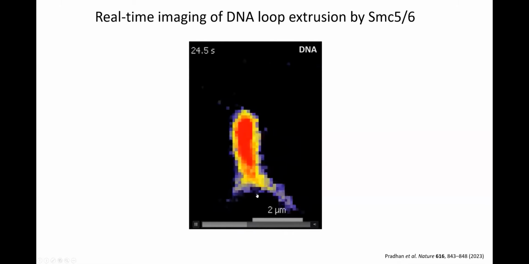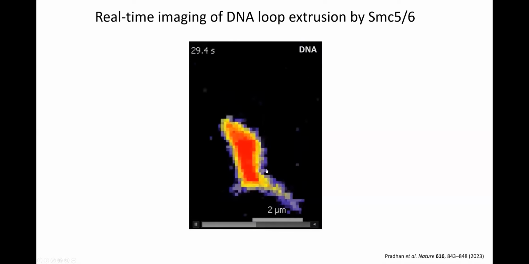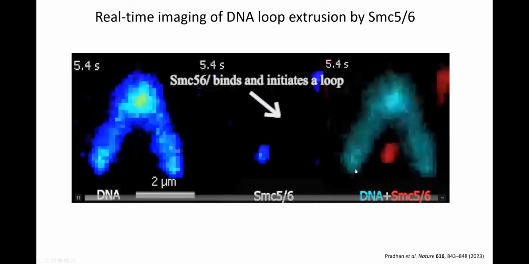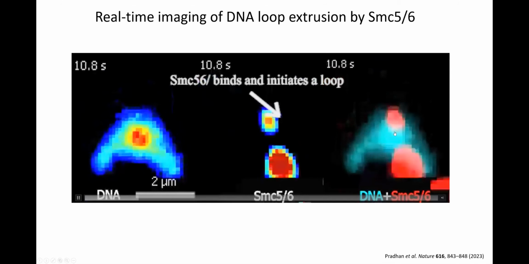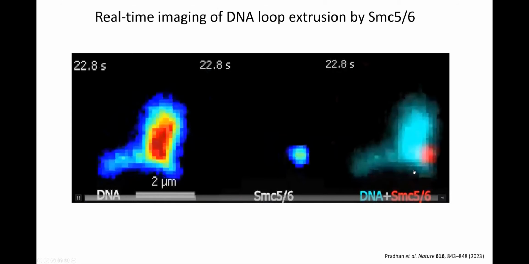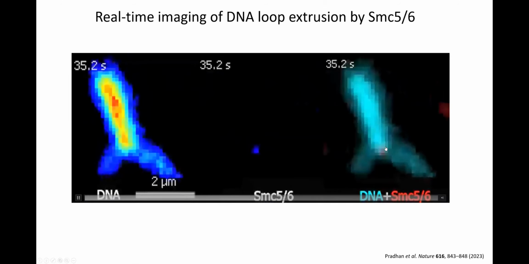And to confirm that this is indeed performed by the protein bound at the stem of the loop, one can co-visualize the DNA, which is on the left side, and the protein labeled with a different color in the middle, and then combine these images, which is on the right side. Then what you see here is that again the conformation of DNA is changing into loops. You see this punctum gets elongated, so that is the loop, while the protein is consistently located at the stem of the loop.